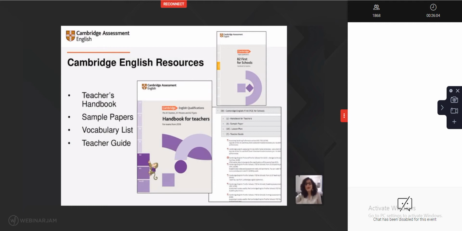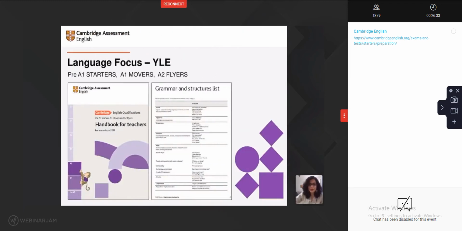And finally, we have the teacher guide, which is integrated. You can see over here, if you look at this screenshot, it is actually a shot of the website. So all of this is downloadable from the Cambridge English website. And sometimes sample papers and vocabulary lists are downloadable as separate PDF files. And many times you will also find them integrated in the handbook, right? So as far as the resources go, we are going to focus on the handbook.